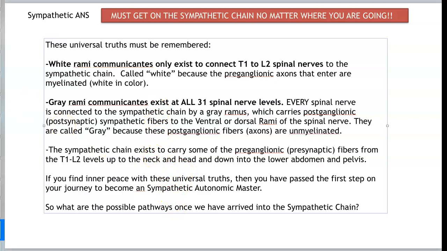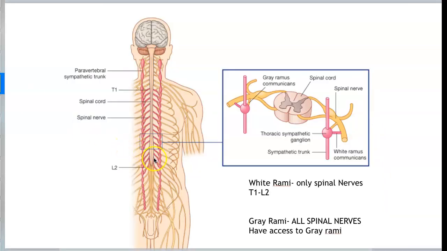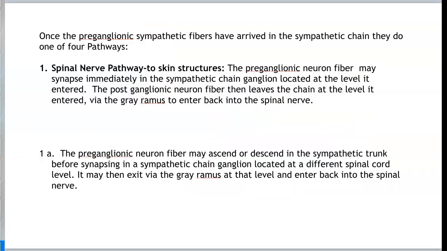Remember, once you're on the sympathetic chain, you got on through the white rami somewhere at T1 through L2. Once you're on this chain, you can ride up and down the chain to get to where you want to go. And there's going to be a gray rami connected to every spinal nerve. Hopefully, it's kind of making sense.